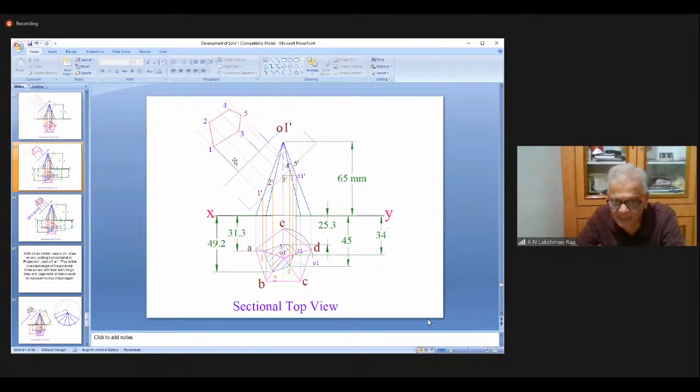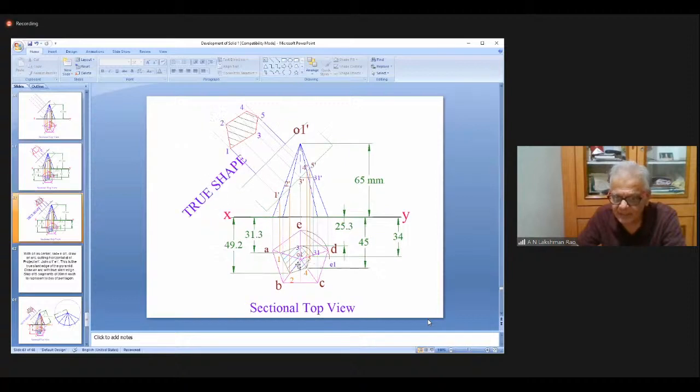From this distance, I marked here. Similarly, all other points. I measure the distance from XY to 2, from X1, mark here. You mark all the 5 points, join them. Then this is the true shape. Section, true shape.